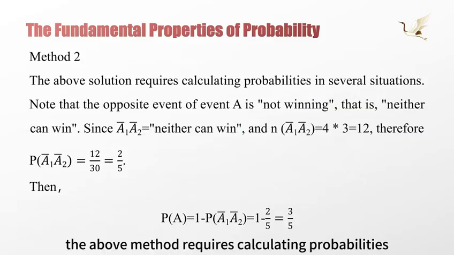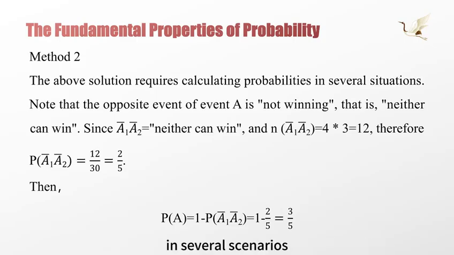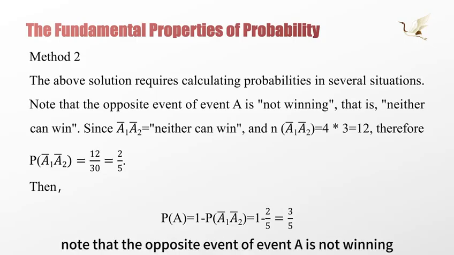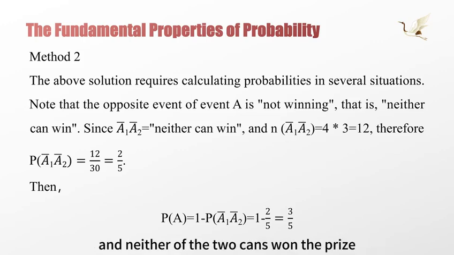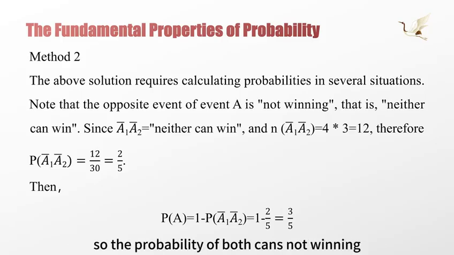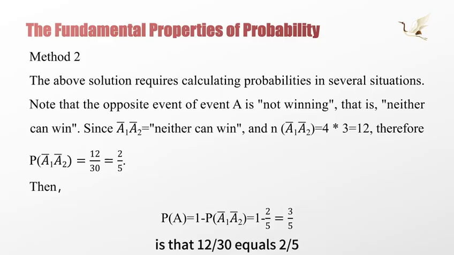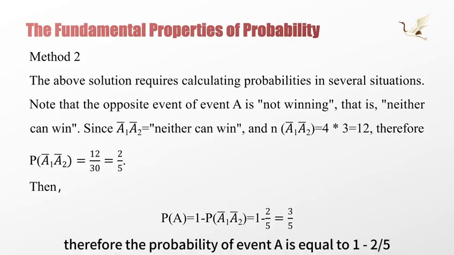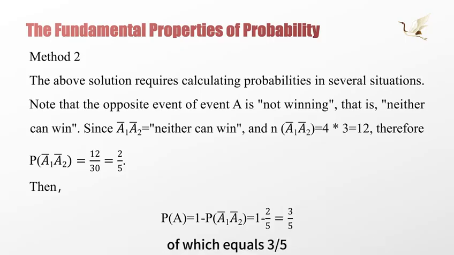The above method requires calculating probabilities in several scenarios. Note that the opposite event of event A is not winning, meaning neither of the 2 cans won the prize, containing 12 sample points, which is 4 times 3. So the probability of both cans not winning is 12/30, which equals 2/5. Therefore, the probability of event A is equal to 1 minus 2/5, which equals 3/5.